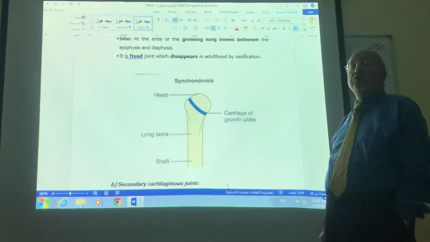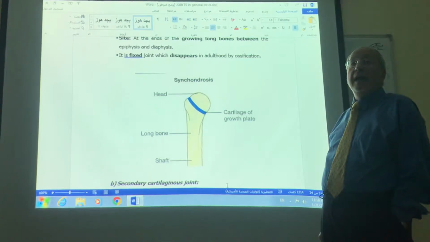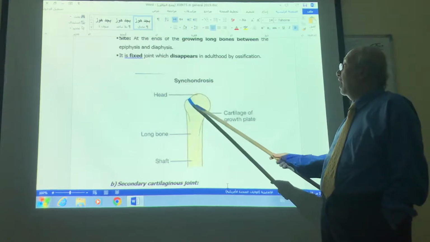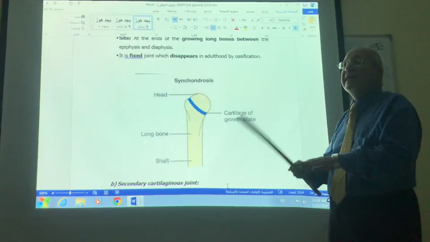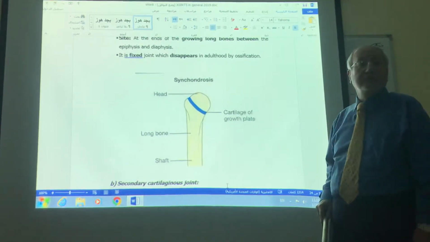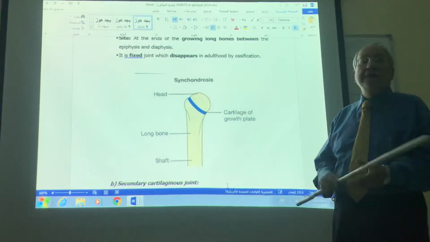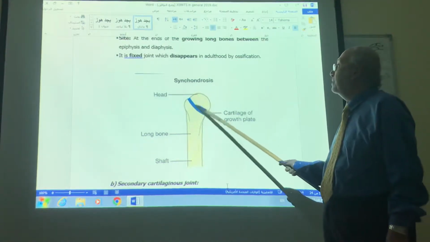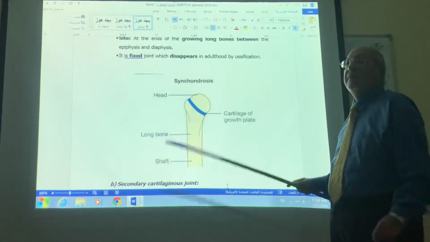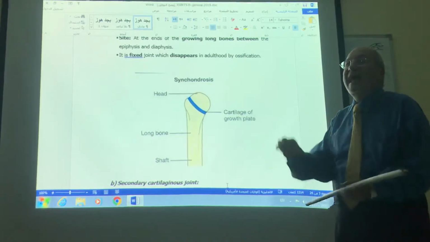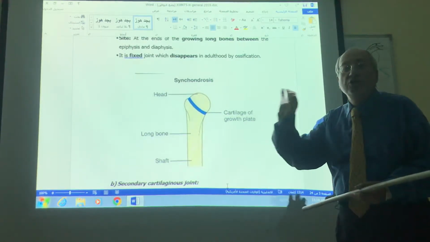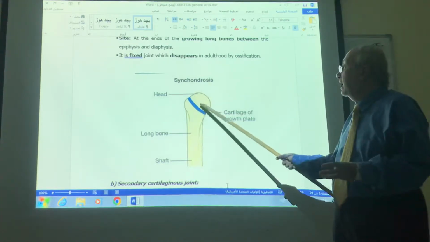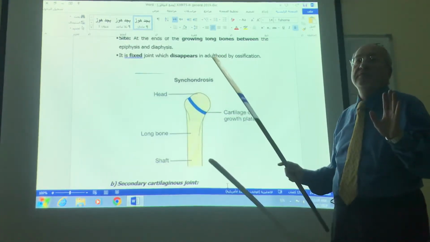This epiphyseal cartilage persists permanently or, after the age of growth, disappears by ossification. Sure, at a certain age in each bone, the epiphyseal cartilage disappears, and this primary cartilaginous joint is a temporary joint, not a permanent joint, just in young age.